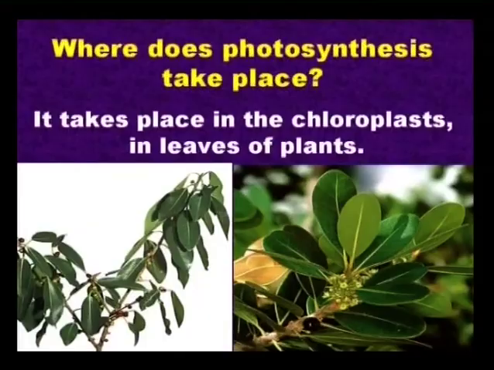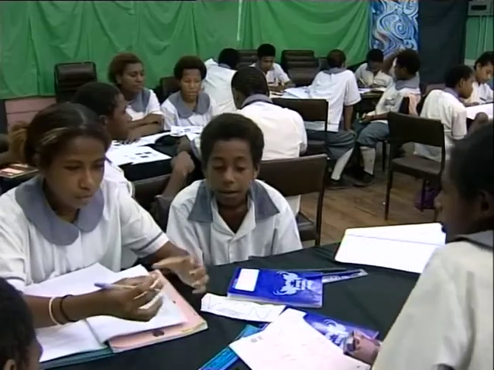All right, as we mentioned, where does photosynthesis take place? It takes place in which part of the plant? Leaves. All right, this is where most green plants make their food, in the leaves.